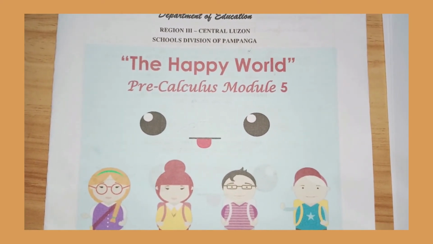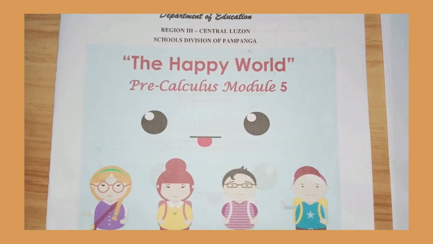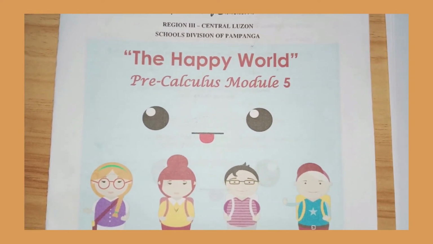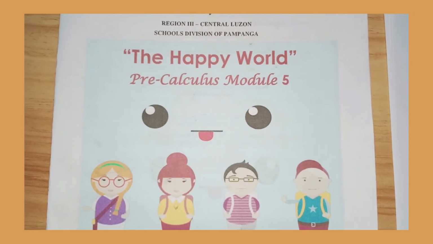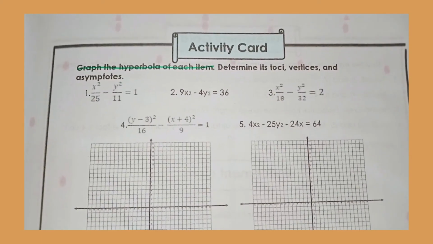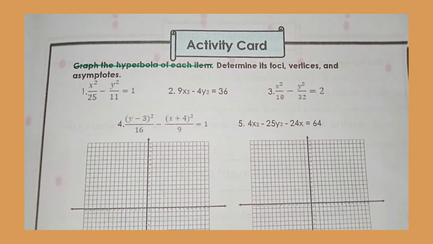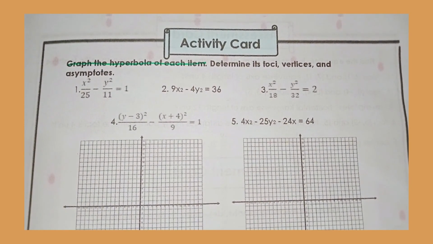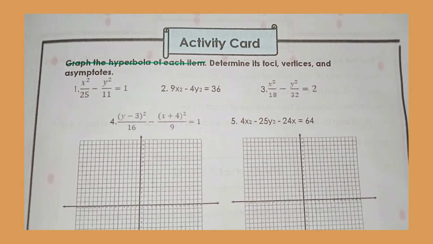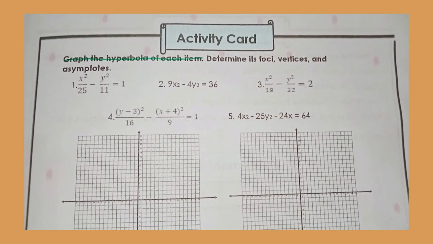Pre-Calculus Module 5, The Happy World. This module talks about the other type of conic section, which is the hyperbola. For the activity card, you need to determine the foci, vertices, and asymptotes of numbers 1, 2, 3, 4, and 5. You don't need to graph the hyperbola.